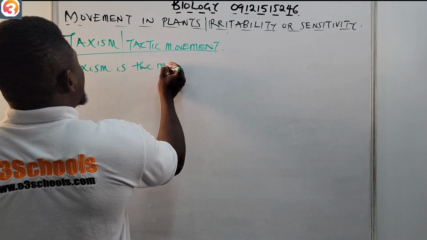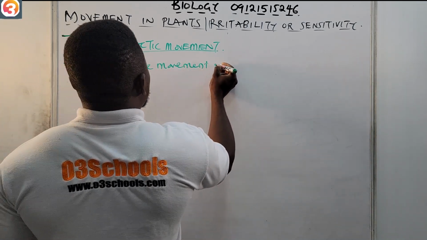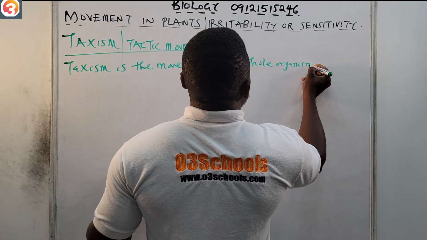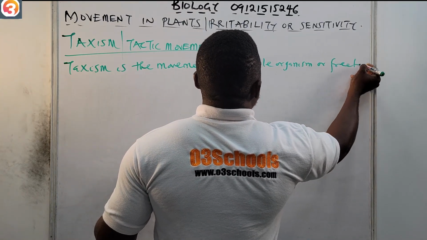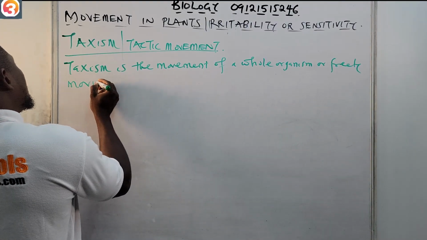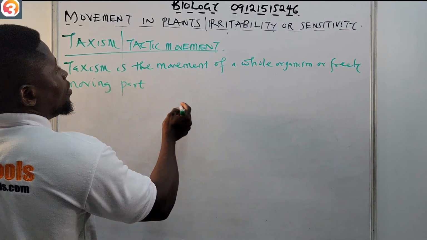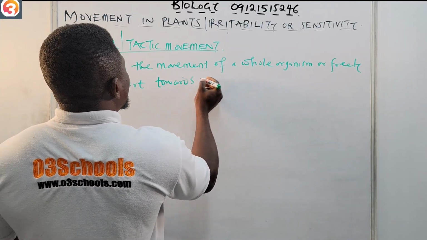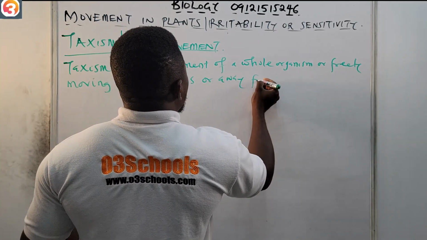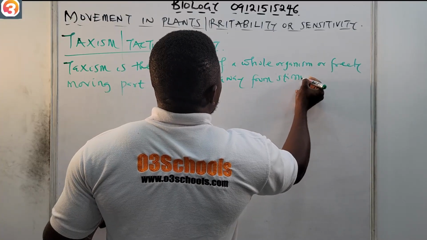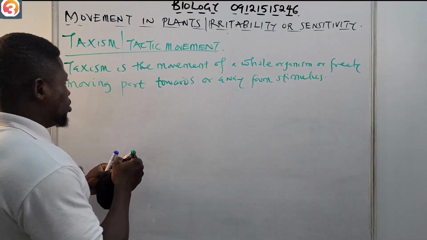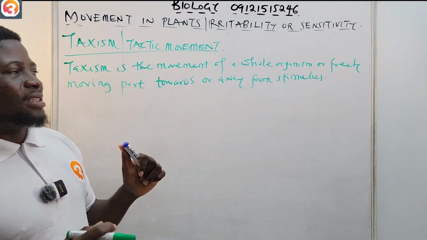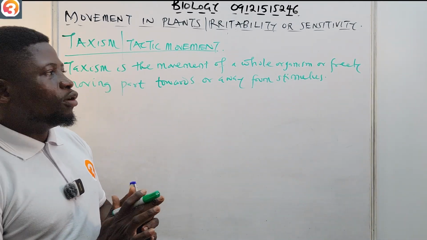So say that taxism is the movement of a whole organism or its freely moving part towards or away from a stimulus. Okay, so this is what taxism is. It's the movement of a whole organism or its freely moving part towards or away from a stimulus.